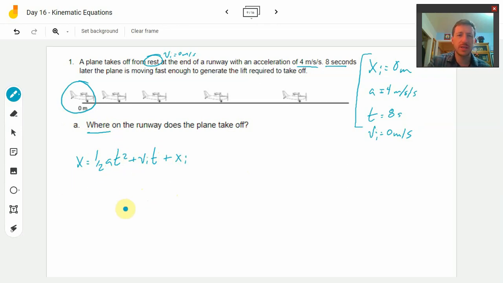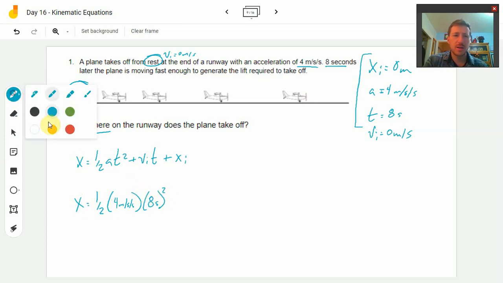Let's plug in the numbers that we know. We don't know the position, but we do know the acceleration, which is 4. And we know the time is 8 seconds, when it takes off, so we'll plug in 8 seconds for the time, and we want to make sure that we square that. Keep in mind this is only squaring the time. It's not squaring the whole thing.